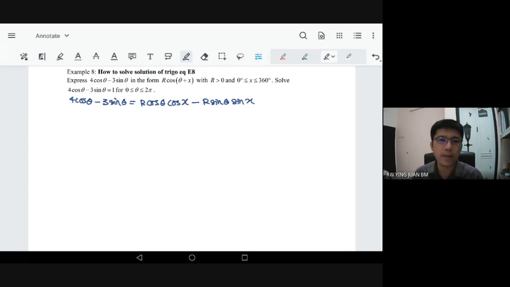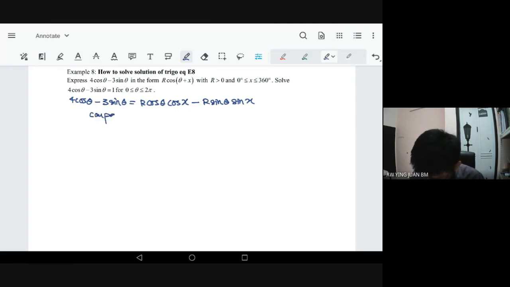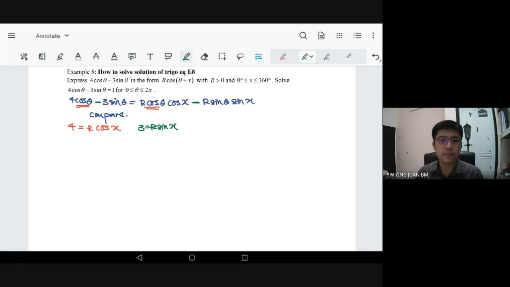That is step number 1. Next is to compare. Okay, compare. So when we compare, 4 is equal to, so try to compare. We have the cos theta, so R cos x. Another one, we have negative 3. So in here we have negative, here also negative. So you may just compare. So straightforward, 3 is equal to R sin x. Straightforward. Do you understand here?